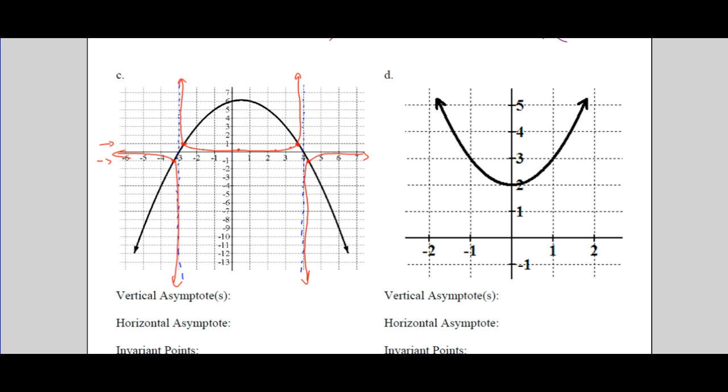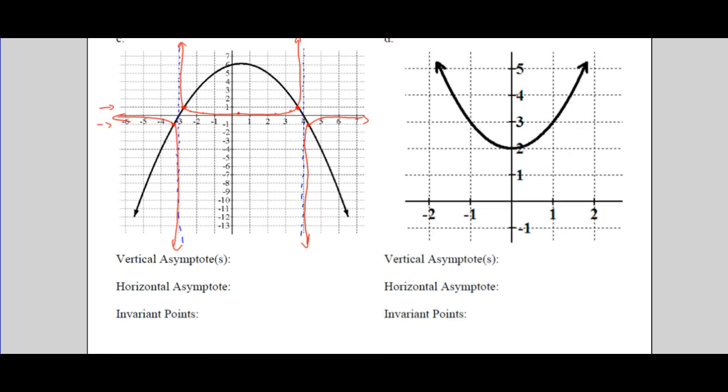Okay, there's my graph. Okay, vertical asymptotes: x equals -3 and x equals +4. Horizontal asymptote, y equals 0. Invariant points.